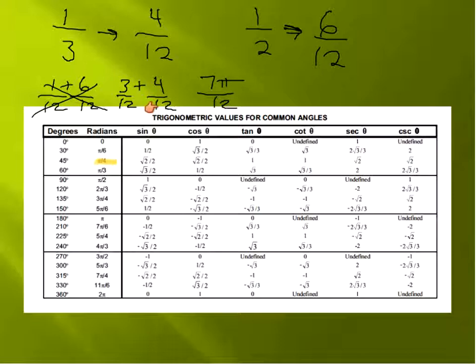And 4/12 is the same as 1/3. Do I have a 1/3 on my graph? I do. So that's how I help myself decide what my fraction is going to be. Which fraction am I going to use?